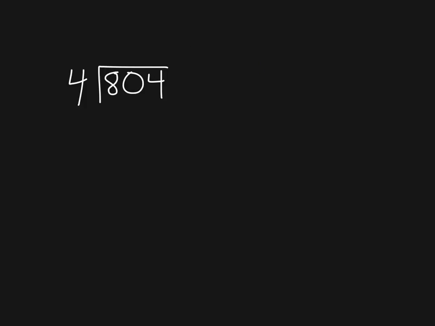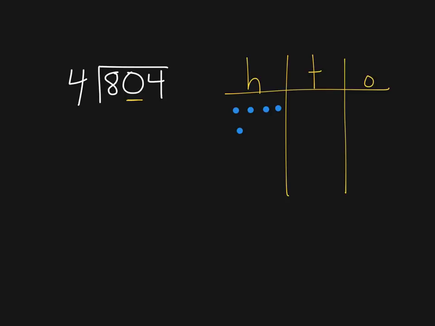Now our next problem only has 3 digits, but you notice that we have a 0 here. So we're going to be learning how we should handle that. So I'm going to start with my place value chart. I've got ones, tens, hundreds. I'm going to model my number. I've got 8 hundreds, 0 tens, and 4 ones. And I'm going to go place value column by column to see how many groups of 4 I can make. So with my hundreds, I can make 2 groups of 4.